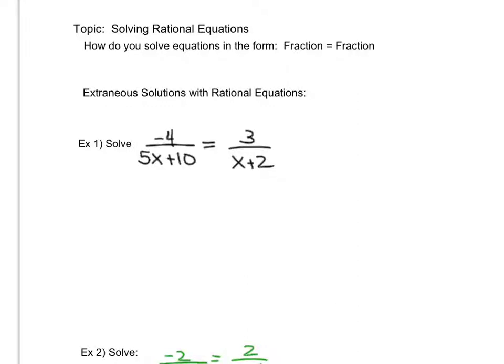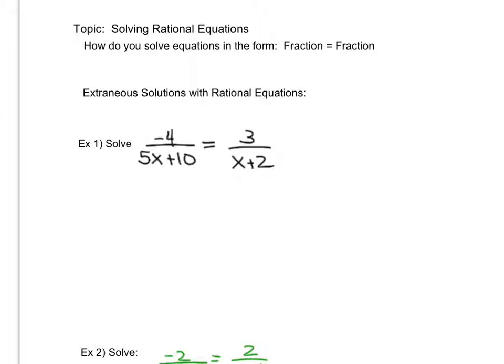We're going to look at solving rational equations. A rational equation is any equation that is basically in the form of a fraction equal to a fraction, instead of a fraction equal to a number. But the big thing is that the variable is going to show up in a denominator.